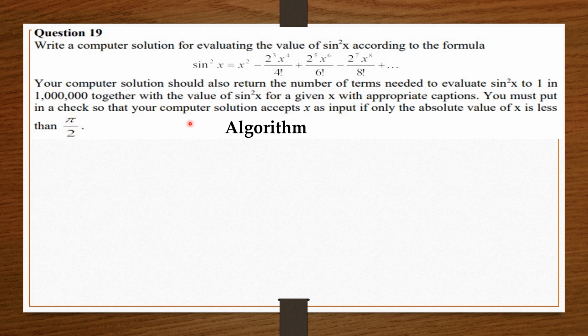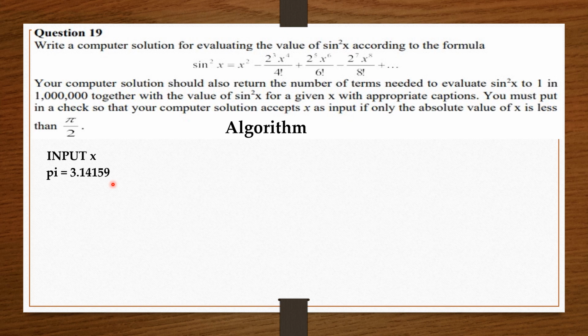To the algorithm. Since we are dealing with pi over 2 radians, we ask the user to input x in radians. So we say input x, which will be in radians. Since the value of pi is constant, we are going to assign a value to it. So we say pi equals 3.14159.